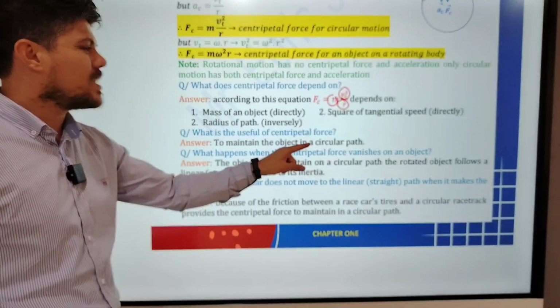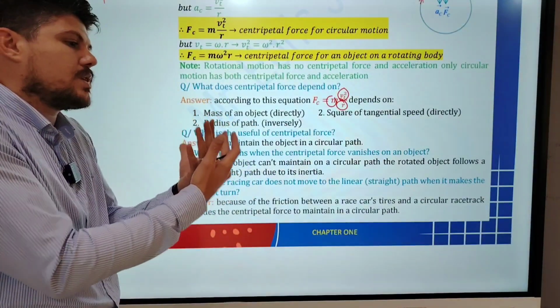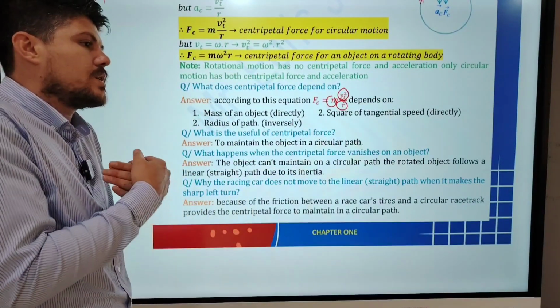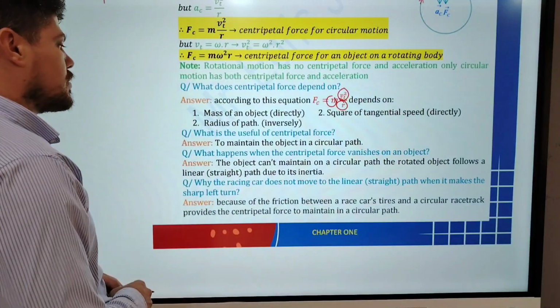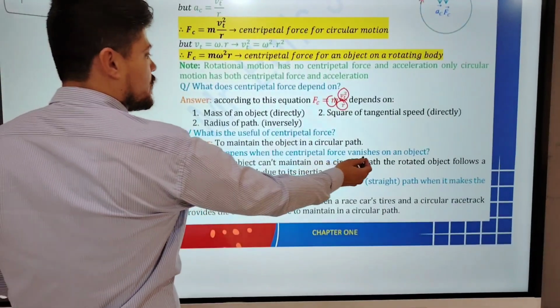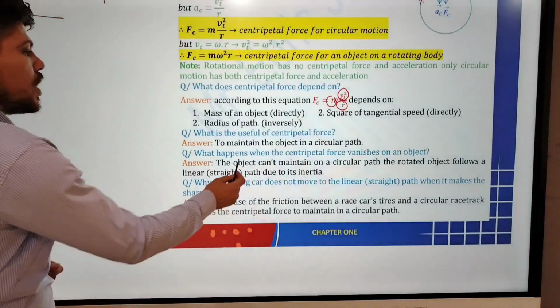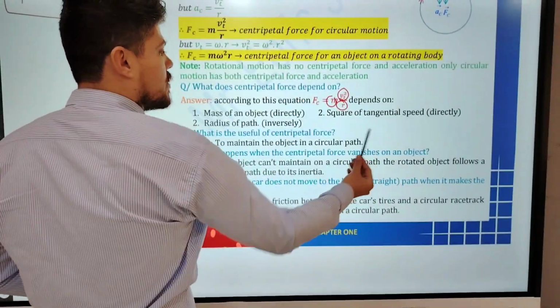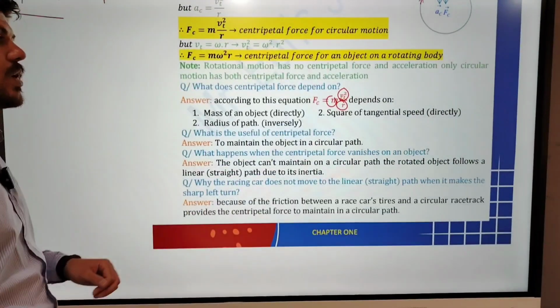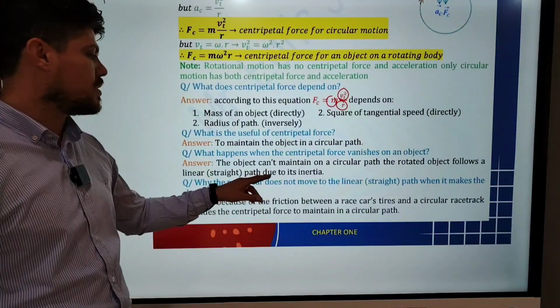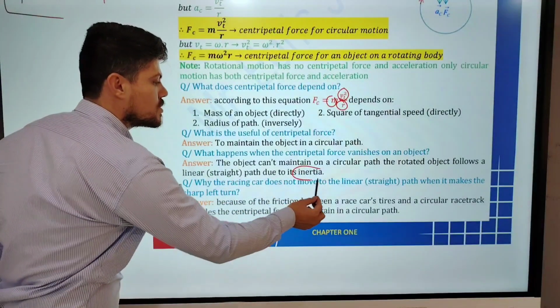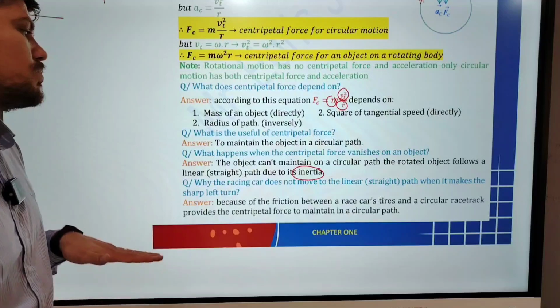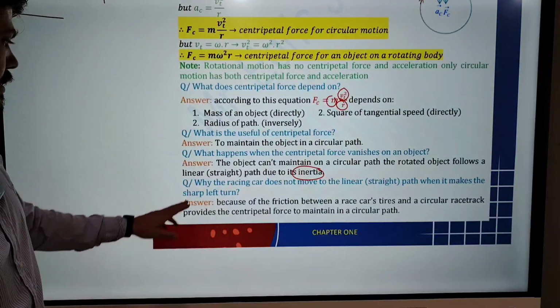To maintain the object in a circular path. When the centripetal force vanishes, the object cannot maintain a circular path. What happens to an object when the centripetal force vanishes? The rotating object follows a linear straight path due to what? Due to inertia, because inertia is the tendency of an object to move in a straight path.